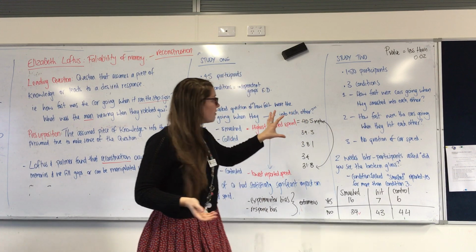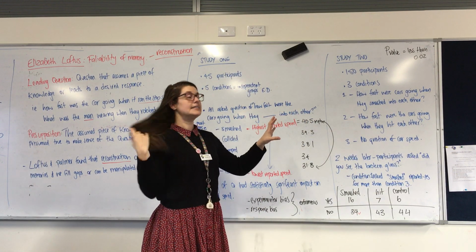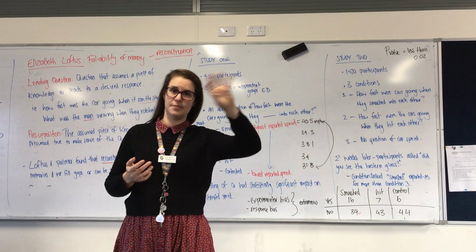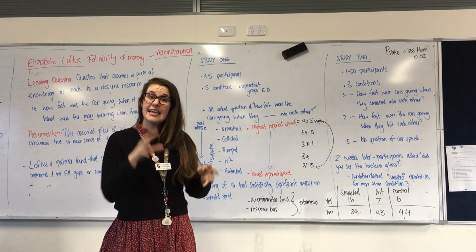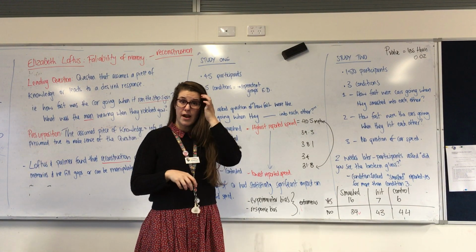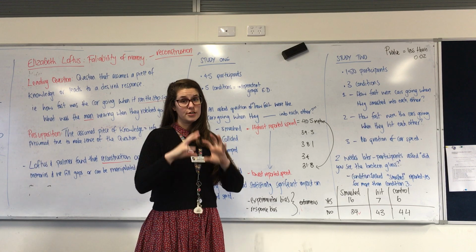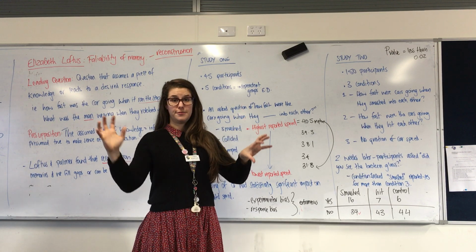So what they then did is they did a second study. Now, in the second study, they had 150 participants with 3 conditions. Again, independent groups was used, all right? So they randomly allocated the 150 participants into 3 groups of 50.